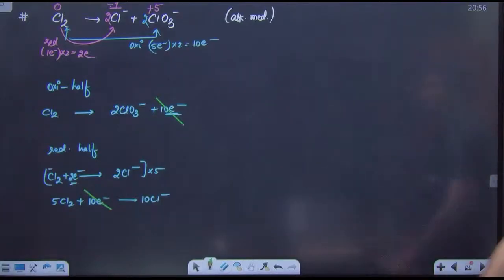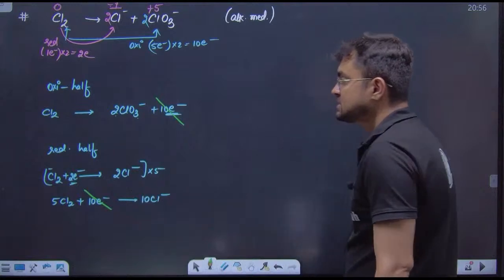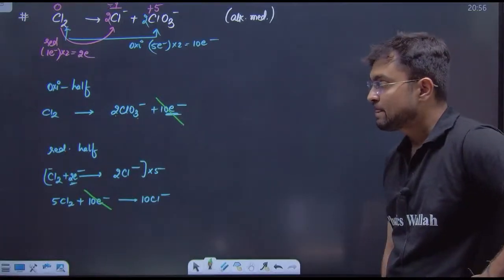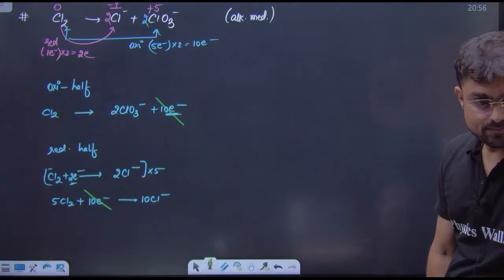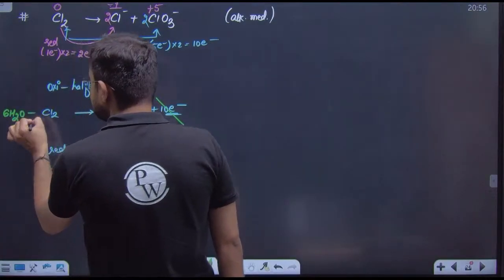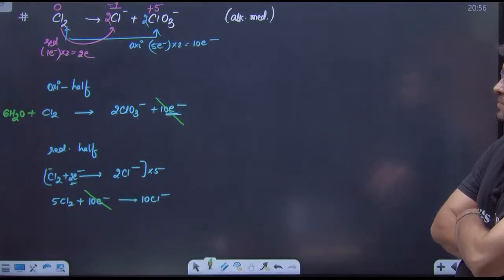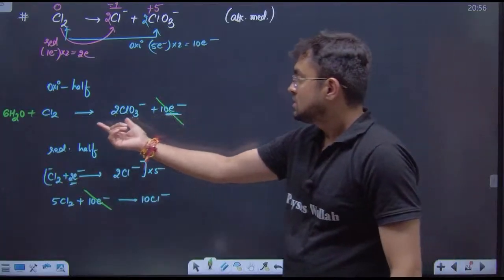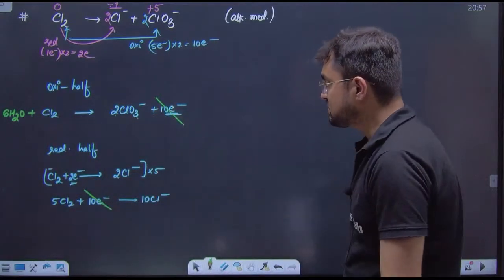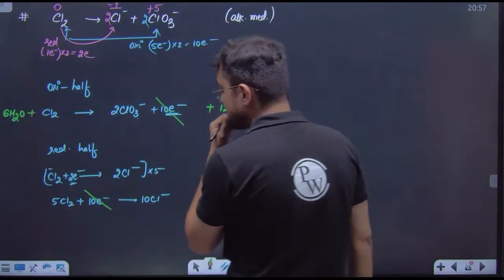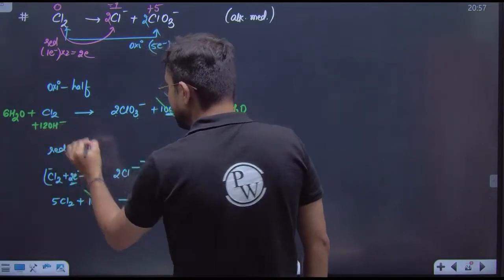Now what is left? Balance the oxygen atoms. So here there are 3 2s are 6. So we have 6 oxygen atoms, so I'll be having 6 water molecules on the reactant side. Now there are 12 hydrogen atoms here and 0 hydrogen atoms here. So I have to add 12 water molecules here and have to add 12 OH negative ions here.